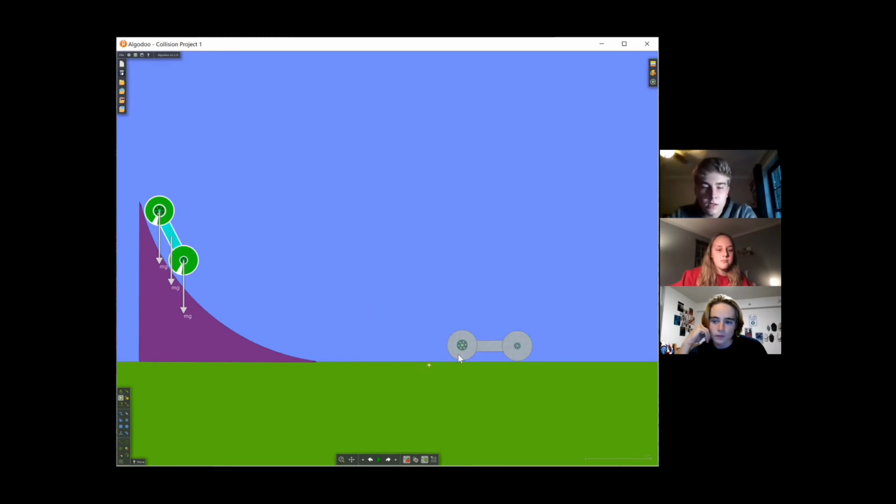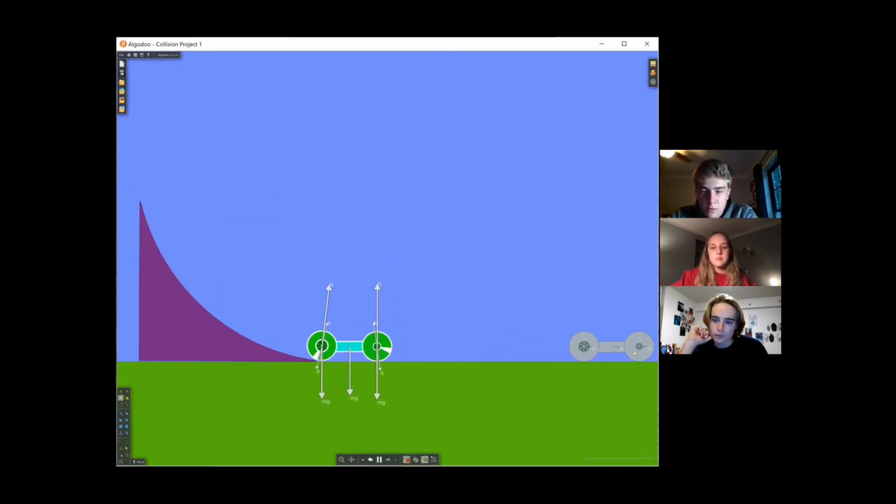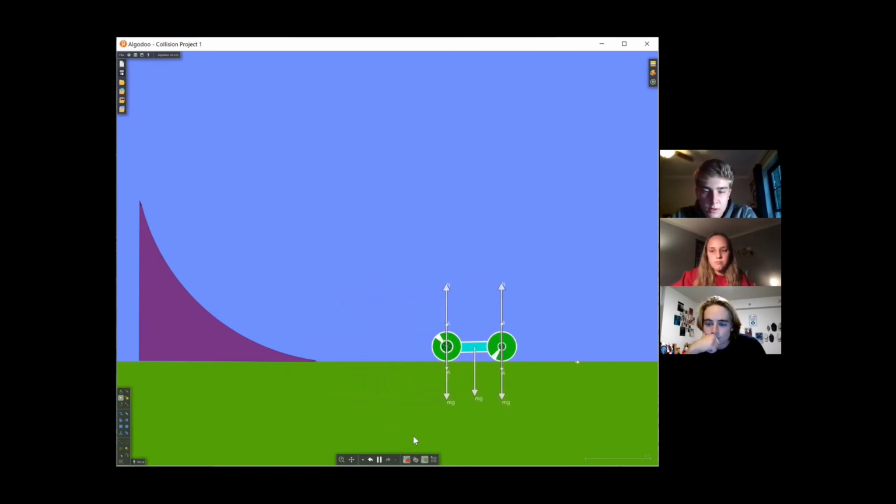Also, in this scene, we added the momentum vectors on the steel car. They're small, but if you look, you can see once the car collides with the steel car, the momentum vectors are pointing in the positive x direction.